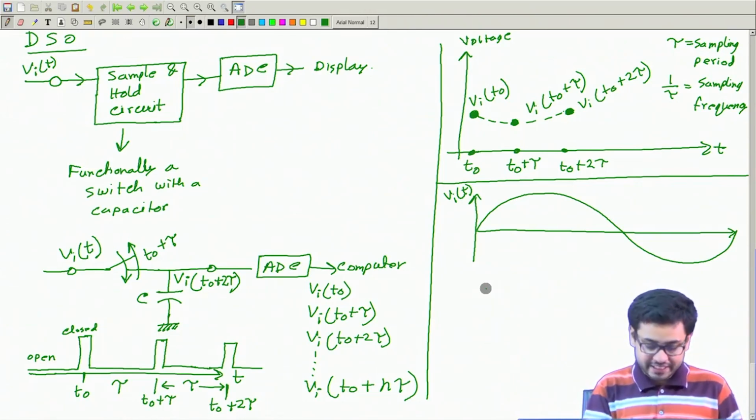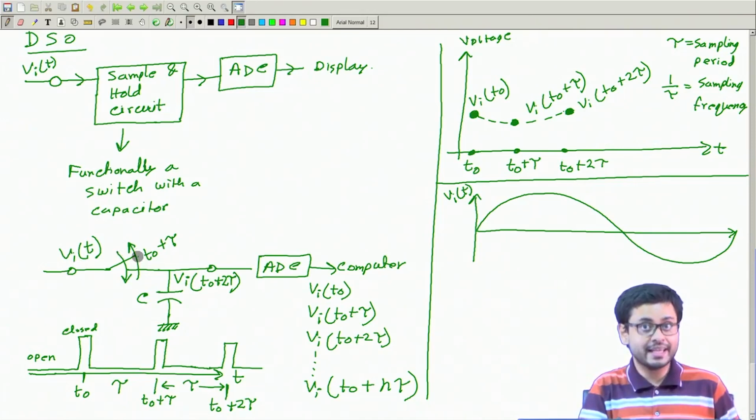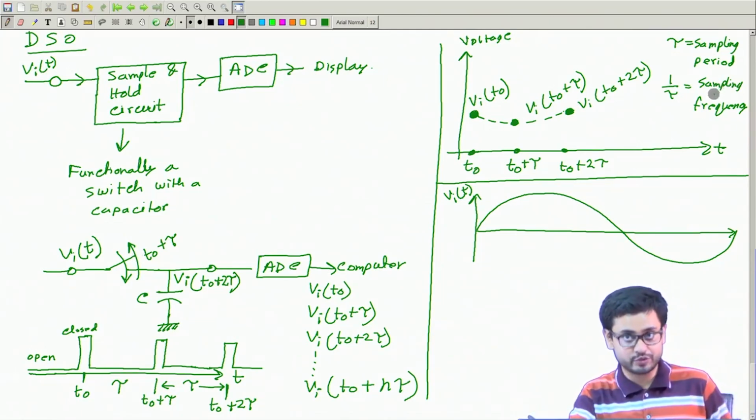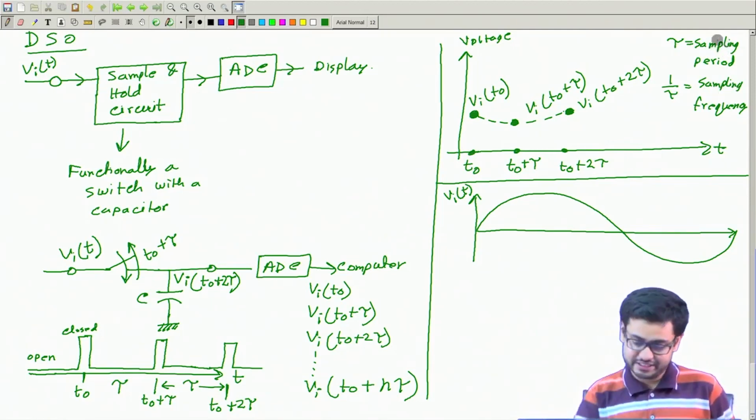So we are not measuring the input voltage always. The switch is not always closed, so we cannot see this voltage always. We can see this voltage only at those moments when this switch is closed. So we are taking samples. That's why this is called the sampling frequency, the frequency at which we are measuring the voltage, and the inverse of that is the sampling time, the sampling period.